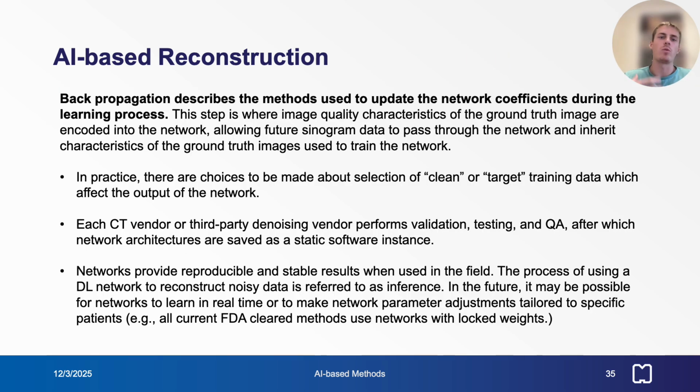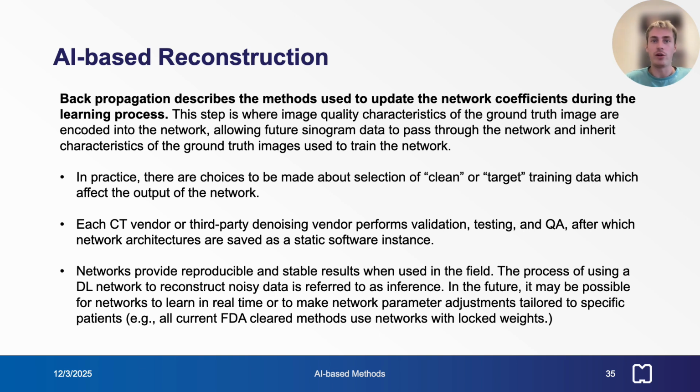So this process that we described of backpropagation describes the methods that we use to update the network coefficients during the learning process. This step is where image quality characteristics of ground truth images are encoded into the network that allow future sinogram data to pass through the network and inherit characteristics of the ground truth images that we use to train the network. So in practice, there are choices to be made about the selection of the clean or target training data, which affect the output of the network.